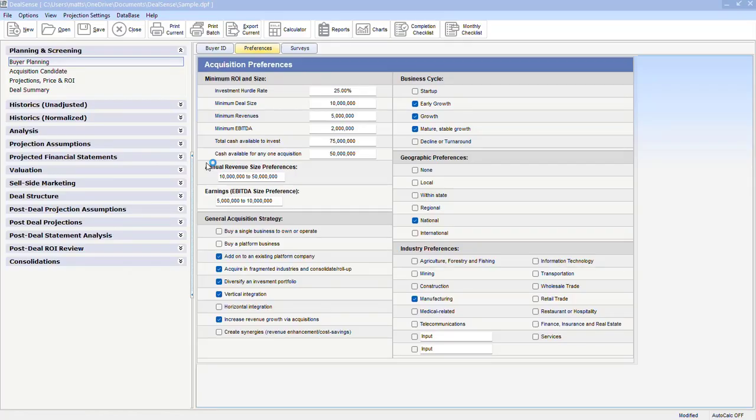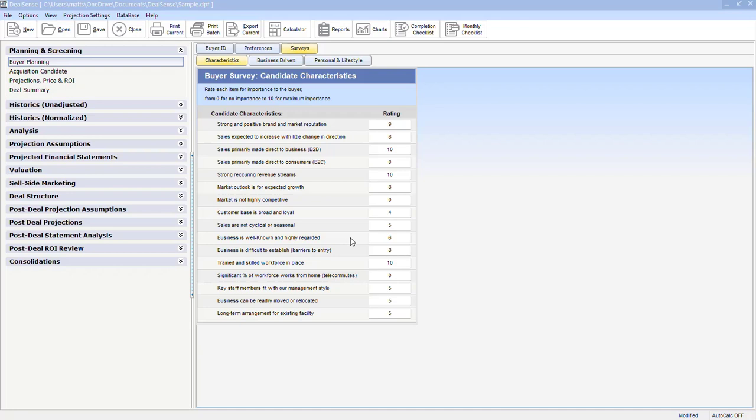This is the buyer preferences. The top section is where you input your financial criteria. Of particular importance is the investment hurdle rate, which is used later as part of the process of estimating a purchase price. Other inputs describe the type of company you're seeking.